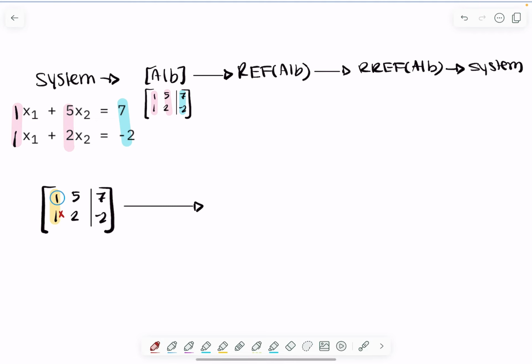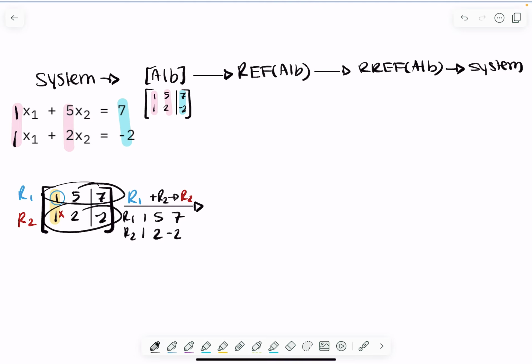So here's how I say this. I want to kill something in row 2 because this one is in row 2. I want to use my pivot position that is in row 1. Then I just do add, and then whatever's here I'm going to put right there. So row 2. And then to find out what I actually need to do to get this to be a 0, I'm going to write these rows down here in order: row 1, row 2. So row 1 is 1, 5, 7. Row 2 is 1, 2, negative 2. Treat it as an equation, plus sign.